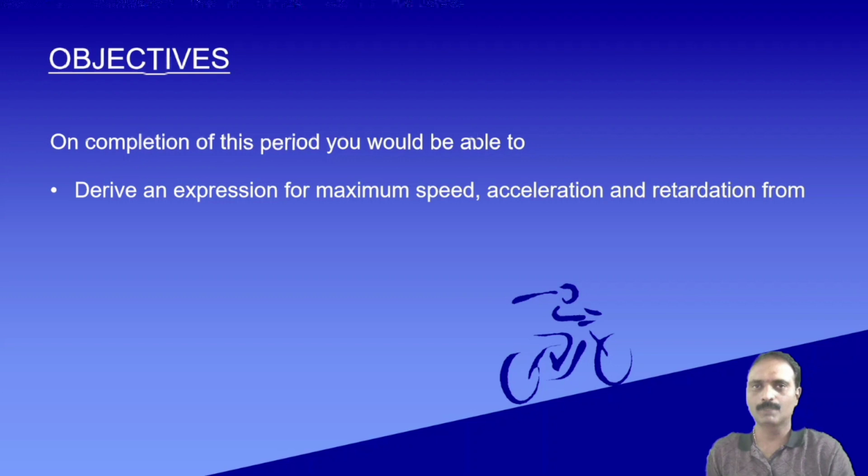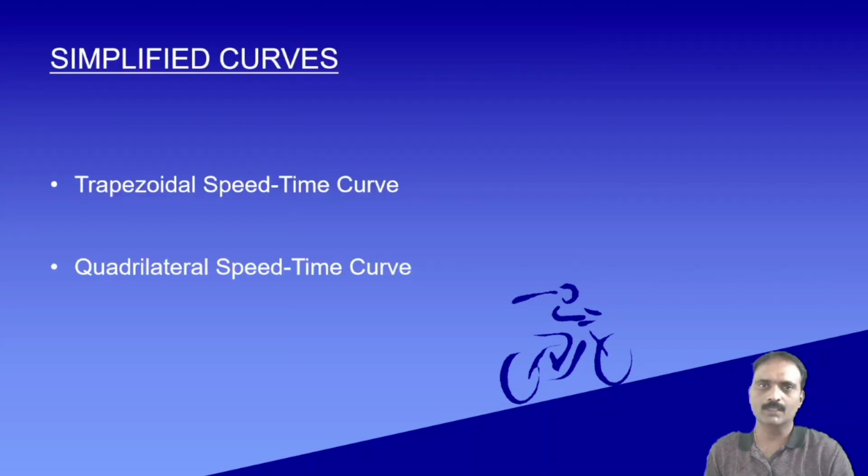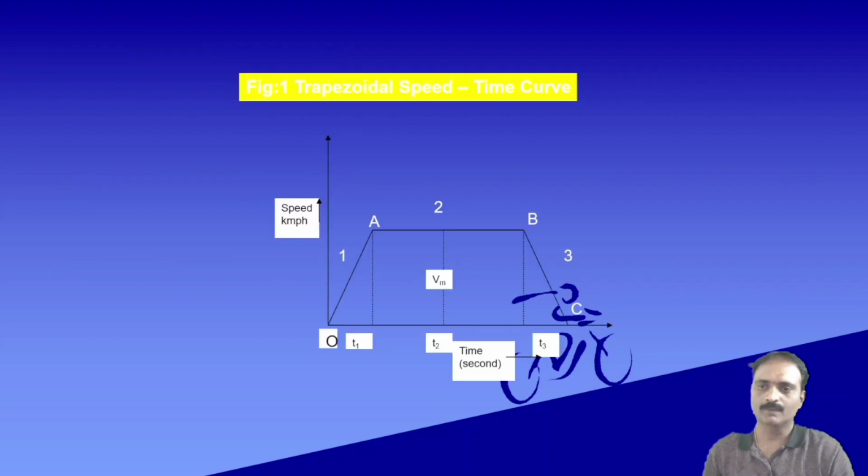Basically we have two types of simplified curves. One is the trapezoidal speed time curve, another one is the quadrilateral speed time curve. Here this one represents the trapezoidal speed time curve, considering time on the x-axis and speed in kilometer per hour on the y-axis. Time will be in seconds. Starting from the origin, consider part 1 of this speed time curve from O to A: the train accelerates and reaches the maximum speed of Vm at point A, at the end of time t1.